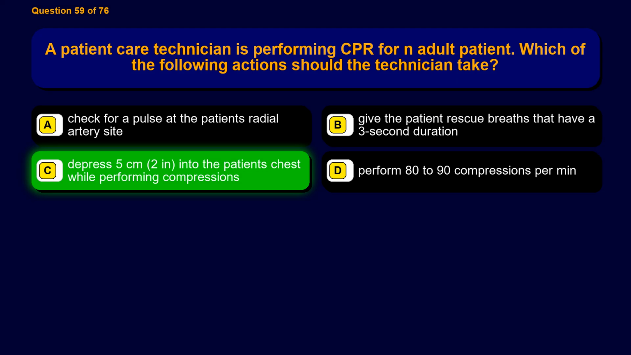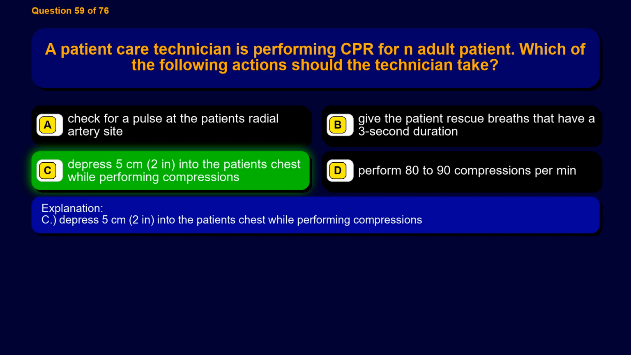The correct answer is option C, depress 5 cm, 2 in, into the patient's chest while performing compressions.